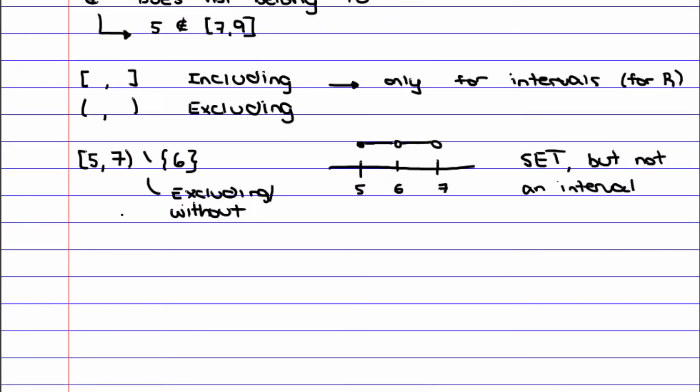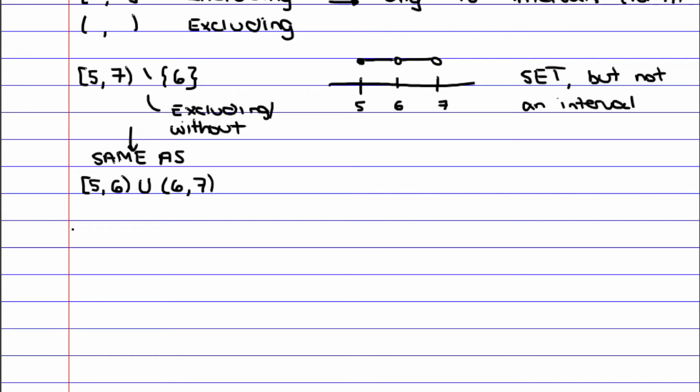Another way that we could represent this is by writing [5, 6) union (6, 7), which essentially just means that we can have everything in this interval or in this interval, but altogether, again, this would not be called an interval. This symbol means union, so essentially it means or, while an upside down U means intersection, which means and.